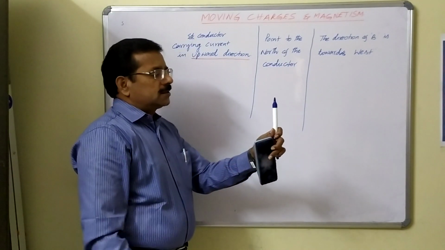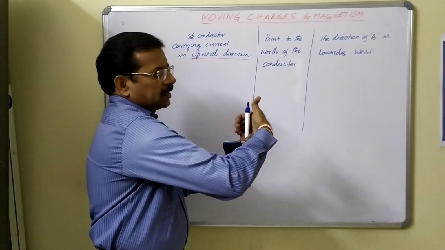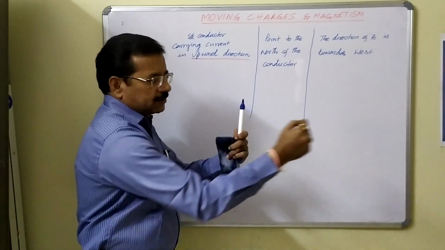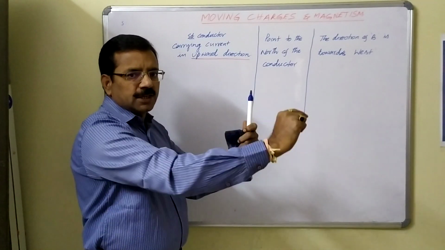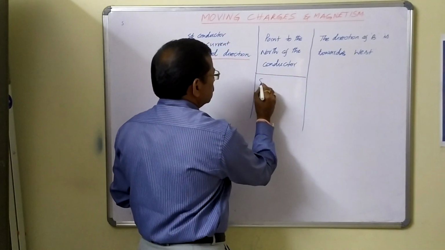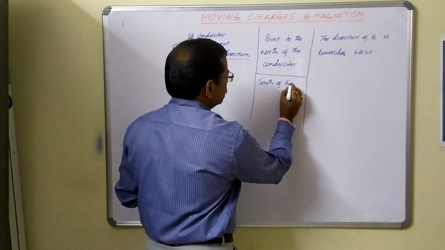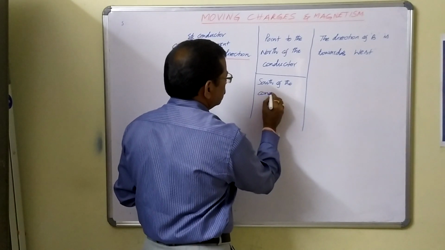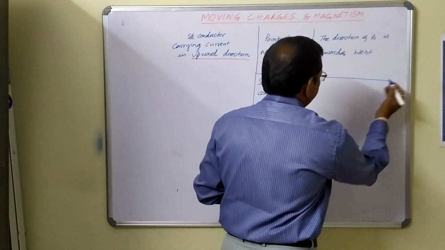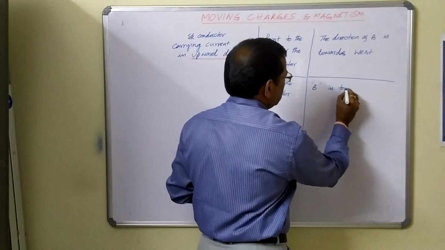Now consider a point to the south of the conductor. Magnetic field lines curve like this. At this point, if you draw a tangent, it will be towards right. That is towards east. So if the point is to the south of the conductor, the direction of magnetic field induction B is towards east.